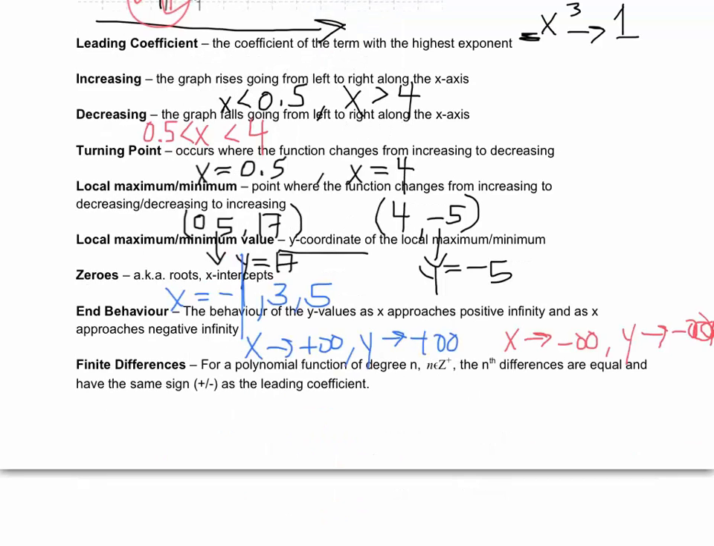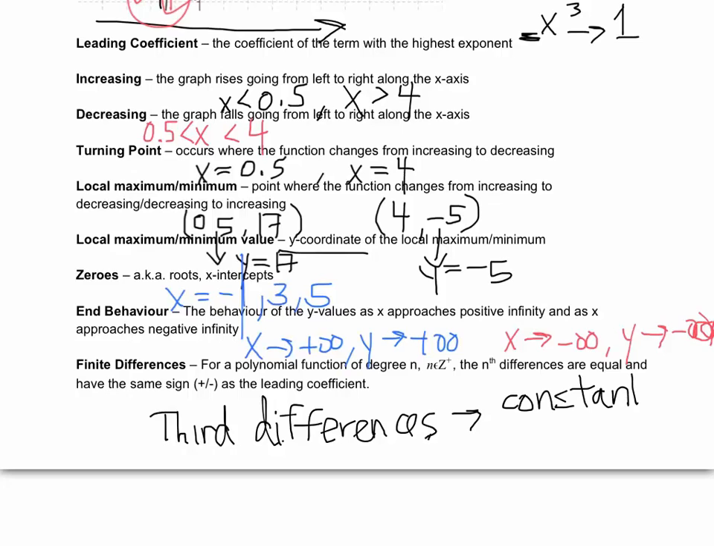The last characteristic that we're going to look at in this video are the finite differences. For a polynomial function of degree n, the nth differences are equal and they have the same sign, either positive or negative, as the leading coefficient. Now, because we have a degree of 3 for this function, that would mean that the third differences are going to be the same. They would all be constants then, and because our leading coefficient is positive, they would also be positive in value.